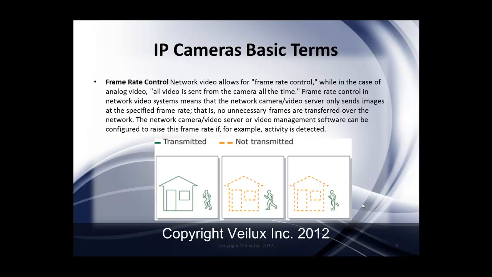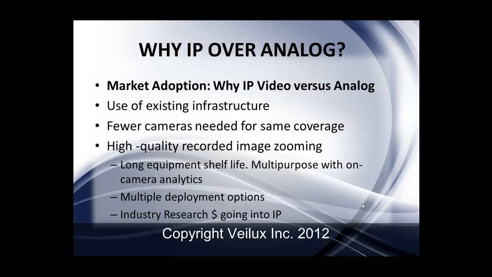Network video allows for frame rate control, while in the case of analog video, all video is sent from the camera all the time. Frame rate control in network video systems means that the network camera or video server only sends images at the specified frame rate. That is, no unnecessary frames are transferred over the network. The network camera or video server or video management software can be configured to raise this frame rate if, for example, activity is detected. Now, as many of you already know, IP is enjoying increasing popularity in the surveillance industry.